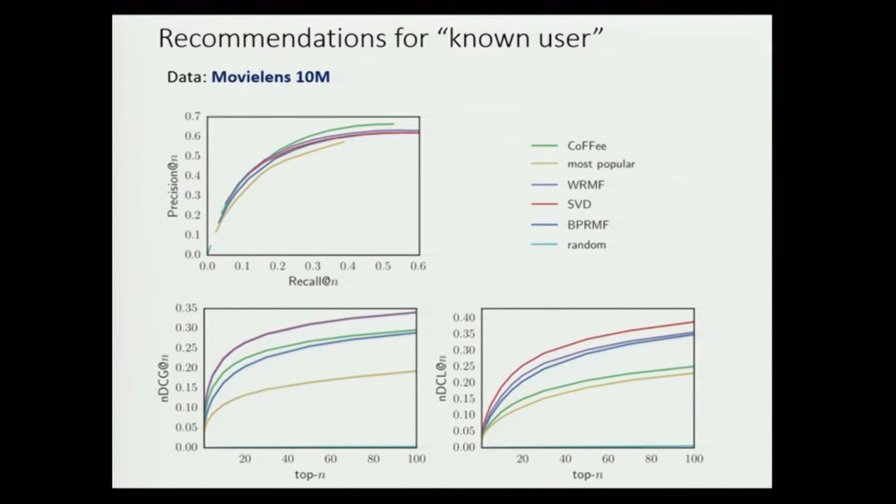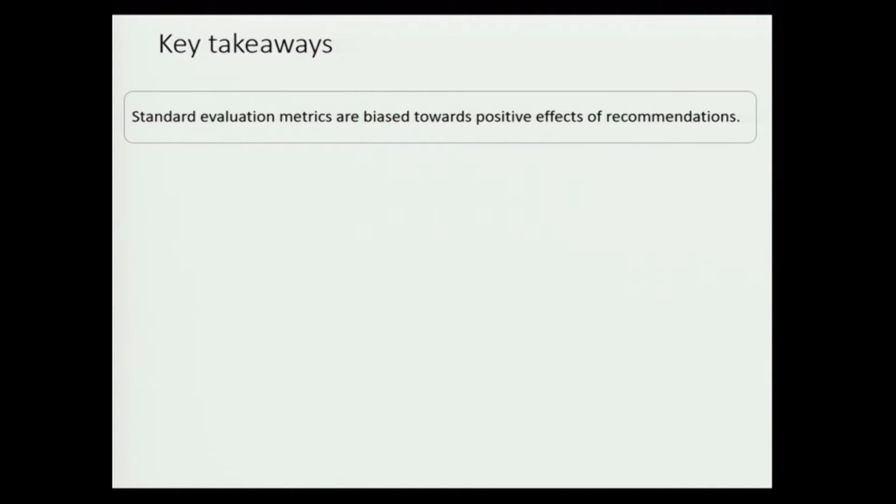And for the more general scenario, when we have a lot of information about the user, our model performs at the same or even higher level as the other models. And again, we see the same picture, that it is a little bit lower in DCG and much lower in DCL. And in that case, a popularity-based model has lower DCL, but it doesn't matter because it's not a top performer anymore. So the key takeaway from here is that standard evaluation metrics obscure a part of the evaluation of the performance of the models.